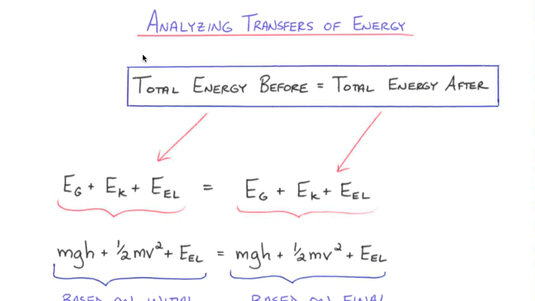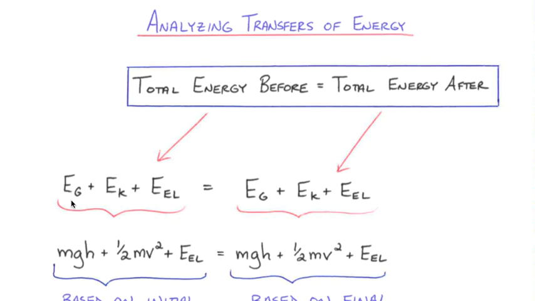So if we want to analyze the transfer of energy of an object or a system, we just have to remember the law of conservation of energy. The total energy you have before an event has to equal the total energy you have after. Now the forms can change as we've discussed, but the total you have before has to equal the total energy afterwards. Now we're going to specifically look at mechanical energy.